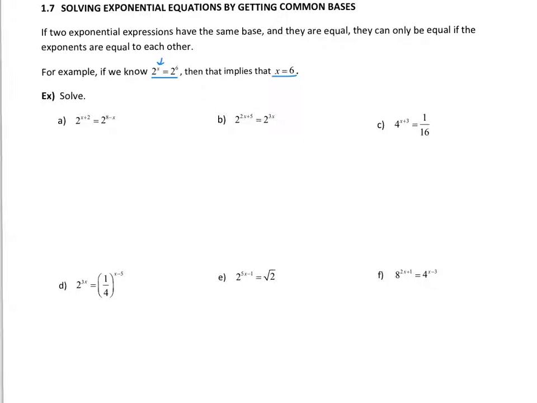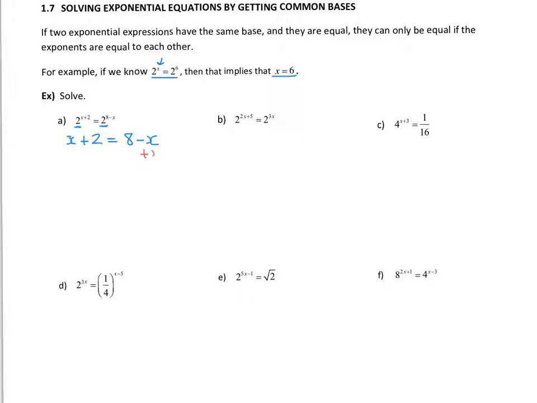All right, example, solve. Part A, we've got 2 to the exponent x plus 2, and that's equivalent to 2 to the exponent 8 take away x. So since the bases are already the same, the only way these two things can be equal is if their exponents equal each other. That means that x plus 2 would have to be equivalent to 8 take away x. From here, we're just going to solve that linear equation. Get x's on one side, get the number on the other, find what x is equal to.